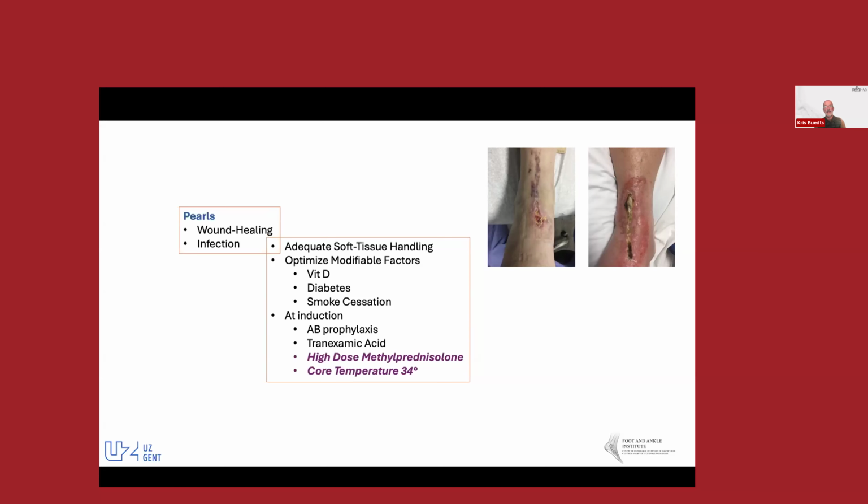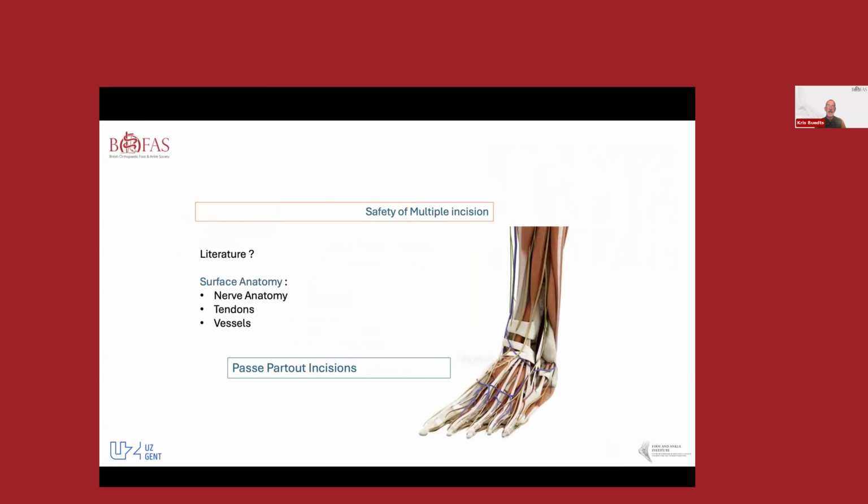And we try to convince our anesthesiologists to have a core temperature at 34 degrees because it's the only modifiable factor in surgery that is preventing infection. We know that's a quite difficult deformity, so sometimes you need multiple incisions and additional surgeries. That means that as a surgeon, you have to know your surface anatomy.